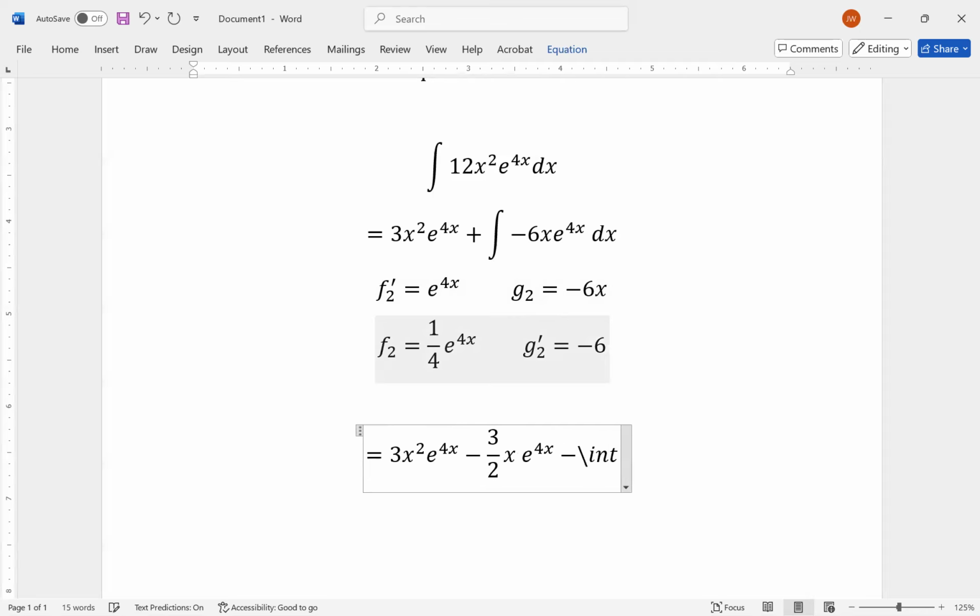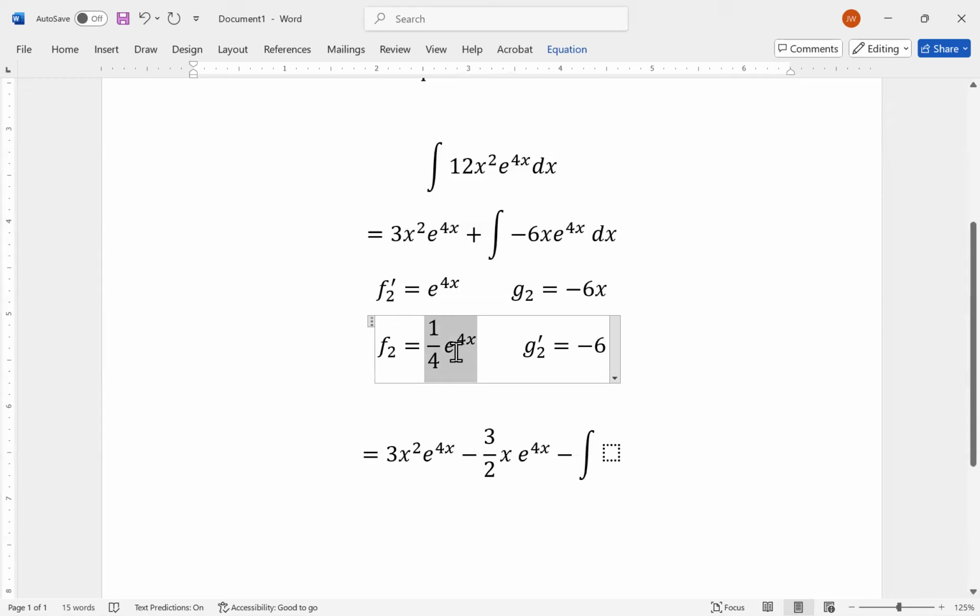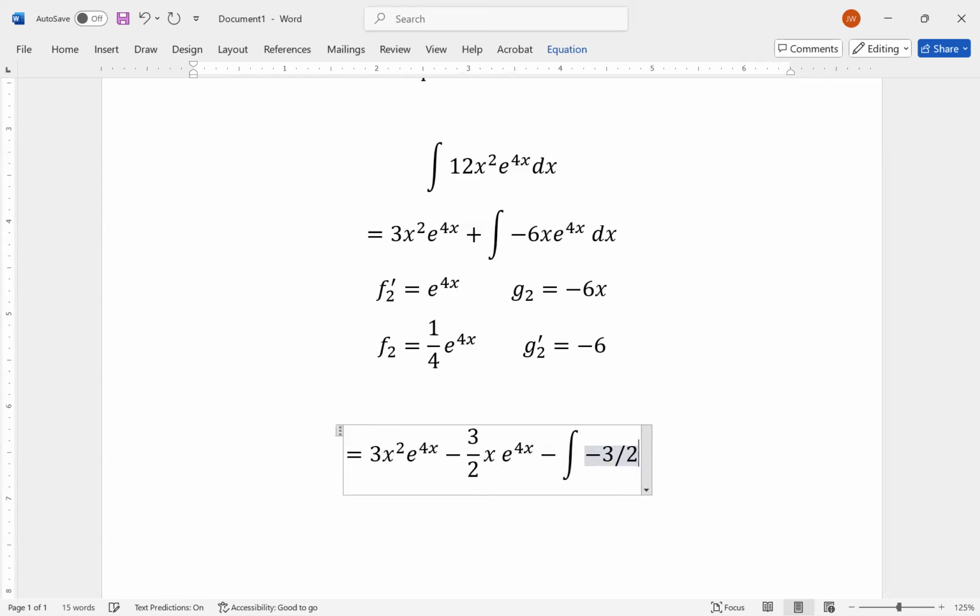minus an integration of f times g prime. Again, when I multiply those two, f times g prime, negative 6 times a fourth gives me a negative 3 over 2 times e to the 4x. We want to integrate that with respect to x.